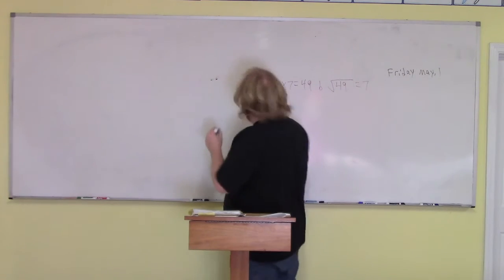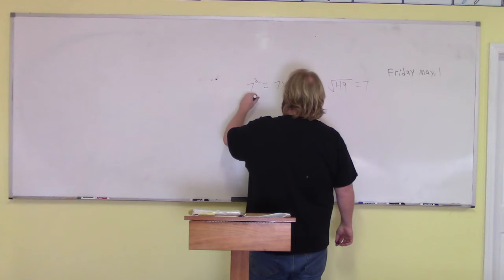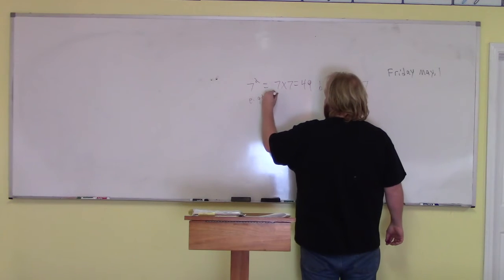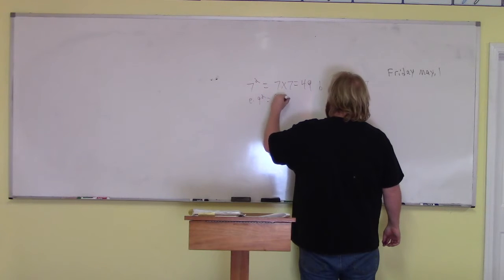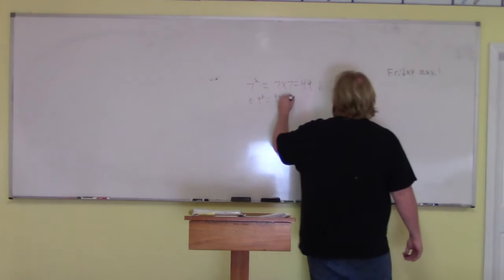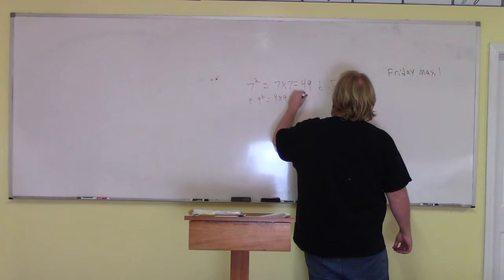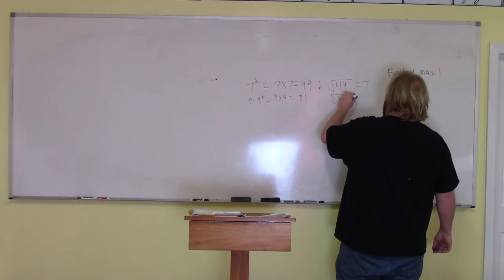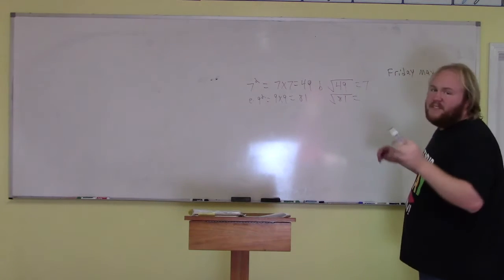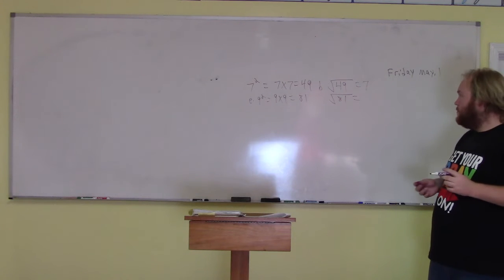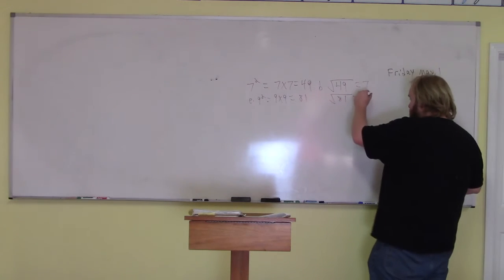Alright, let's do E. 9 squared is the same thing as 9 times 9. What's 9 times 9? It's 81. Well then, what is the square root of 81? What number times itself equals 81? We know. It's 9.